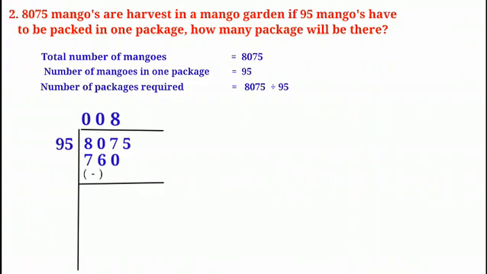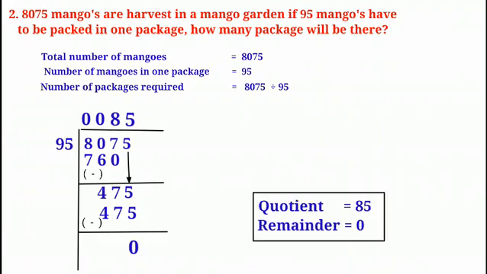Now we subtract 760 from 807. We get the number 47. Bring down the ones place number 5. We get the number 475. How many 95s in 475? Five 95s are 475. Now we subtract 475 from 475. We get the number 0. So the answer is quotient 85, remainder 0.